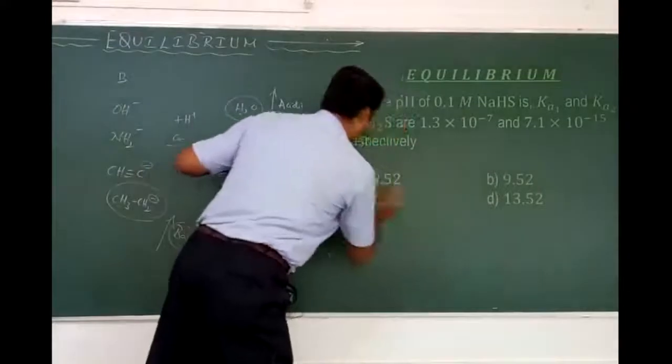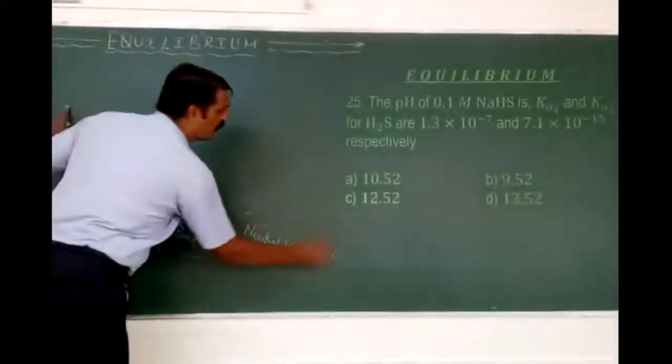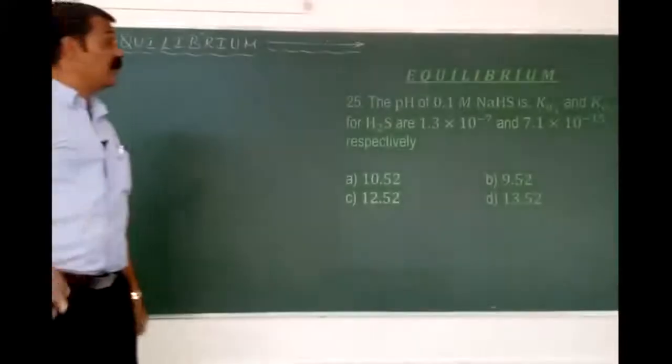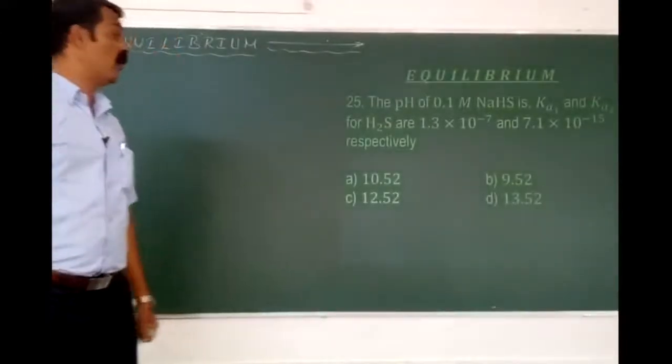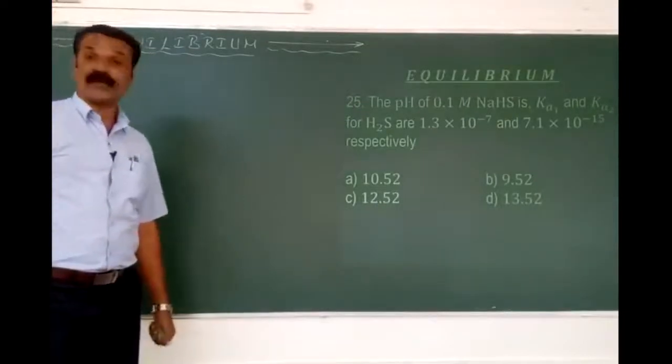The pH of which one? 0.1 molar sodium bisulfide, where K1 and K2 for H2S are 1.3 times 10 to the power of minus 7 and 7.1 times 10 to the power of minus 15 respectively.